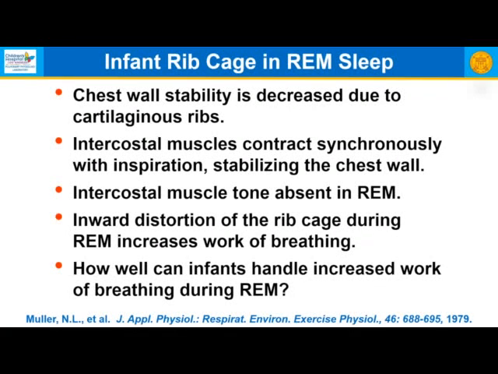In infants during REM sleep, chest wall stability is decreased due to cartilaginous ribs. Intercostal muscles contract synchronously with inspiration, stabilizing the chest wall, but this is absent during REM sleep. So inward distortion of the rib cage during REM increases work of breathing.